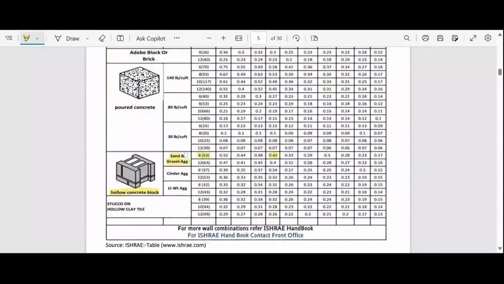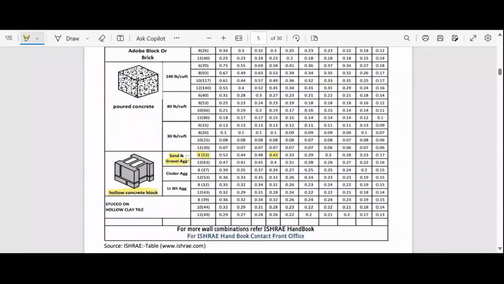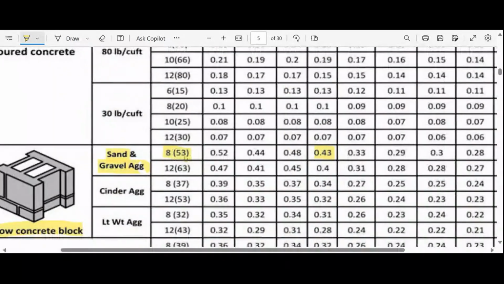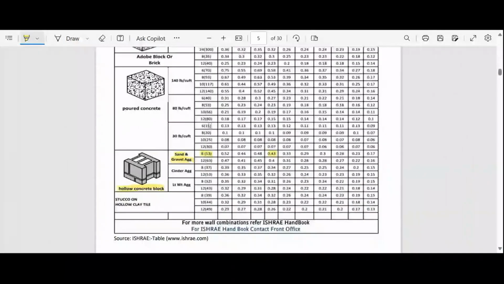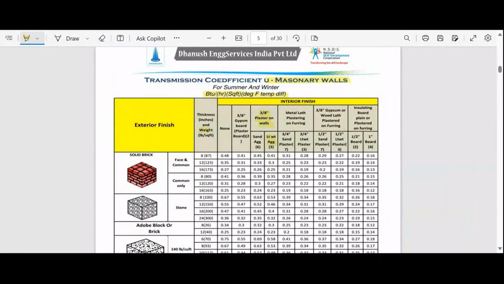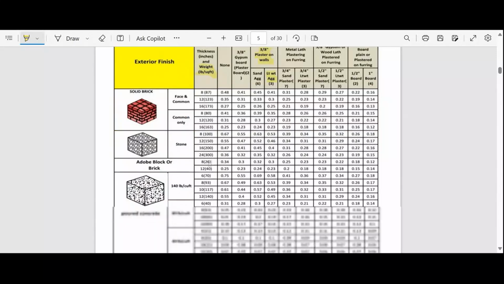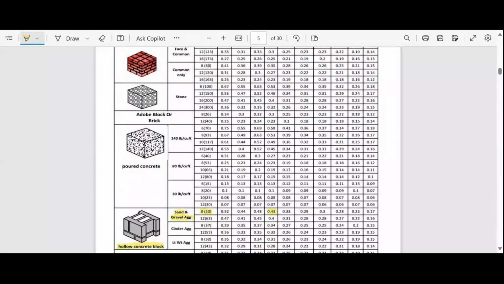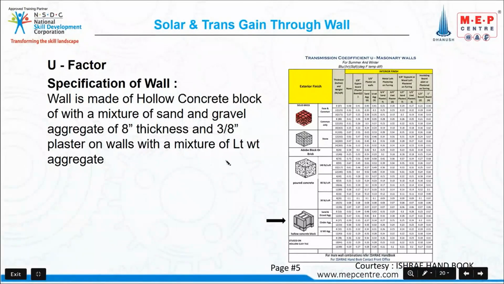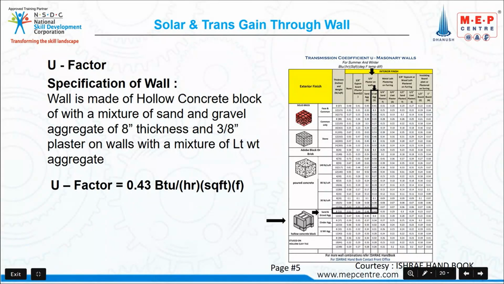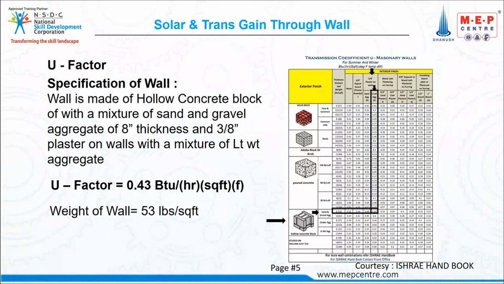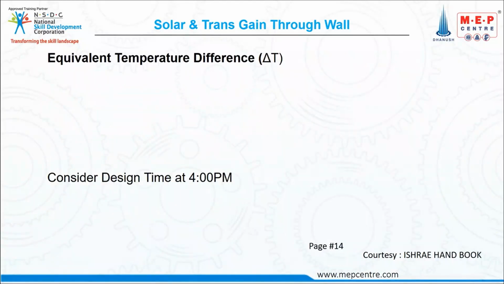Okay. So ये बगल में if you see here, इधर बगल में 53 दिख रहे हैं ना ब्रैकेट पे. So that 53 is mentioning the weight in pounds per square feet. Okay. So if you come back, the U factor is 0.43 BTU per hour, and we need to know the weight of the wall, which is 53 pounds per square feet. Next, we need to find equivalent temperature difference.